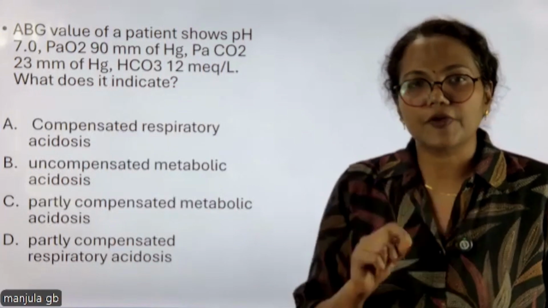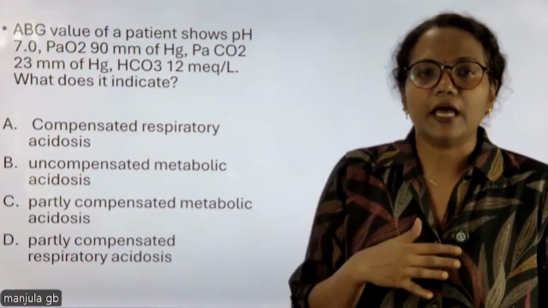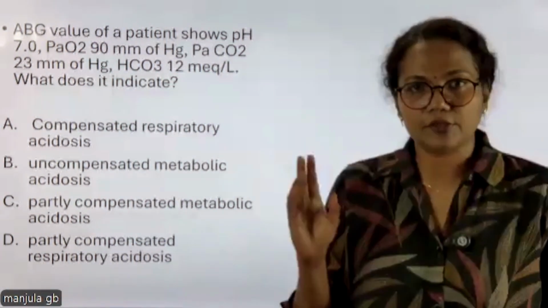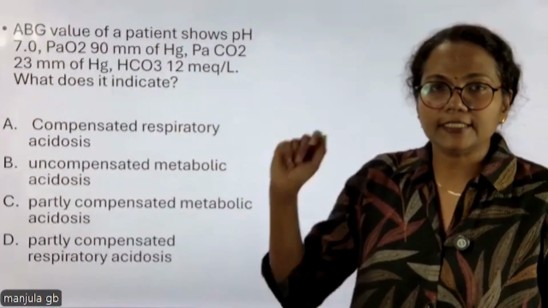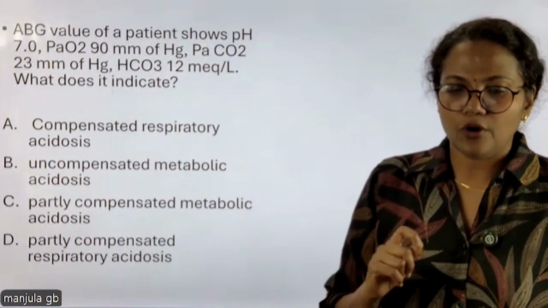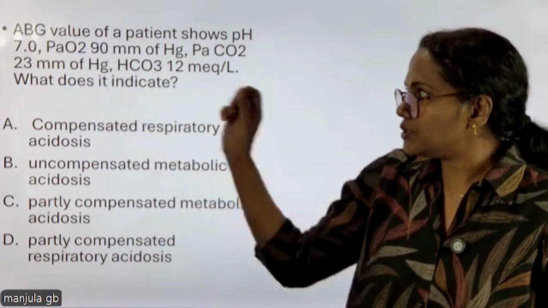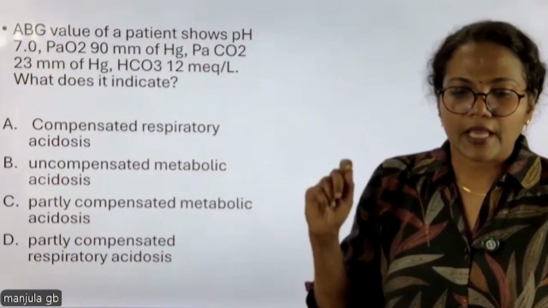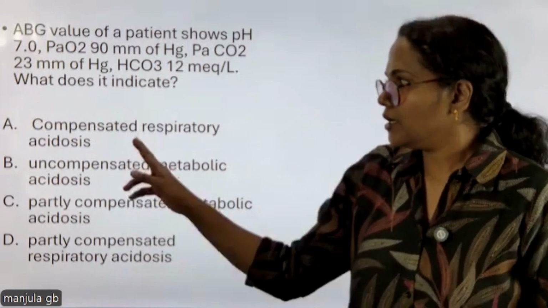Next question. This is a very, very important area. ABG analysis. You may get values and have to interpret them. It is very easy. With little practice, you can master it and you can gain marks. So here the question goes like this. ABG value of a patient shows pH is 7, PO2 is 90, PaCO2 is 23, and the bicarbonate is 12. So what does this indicate?